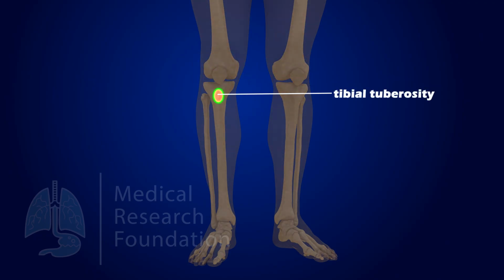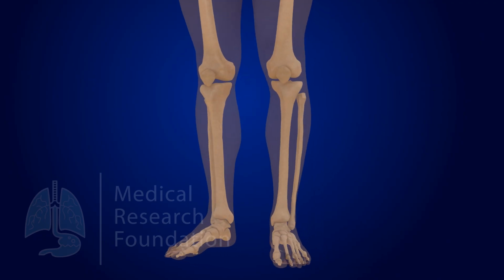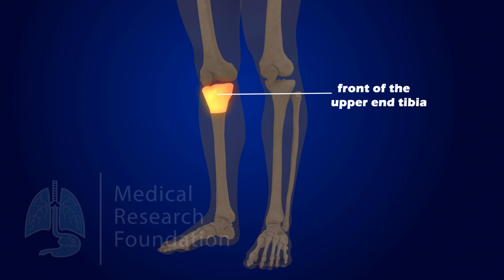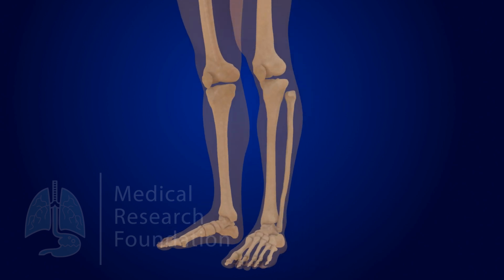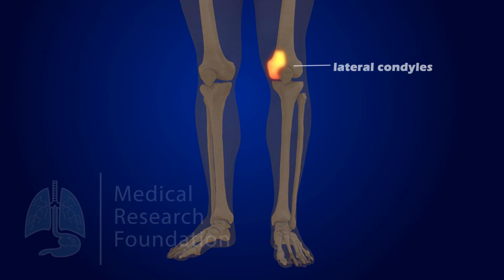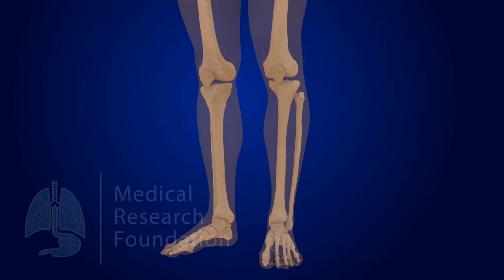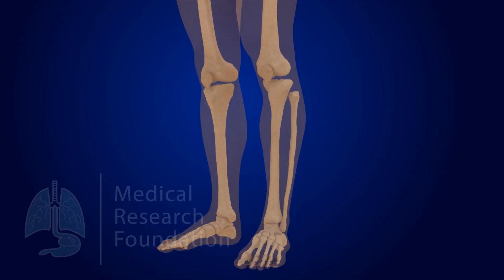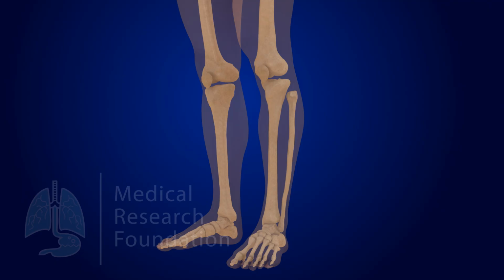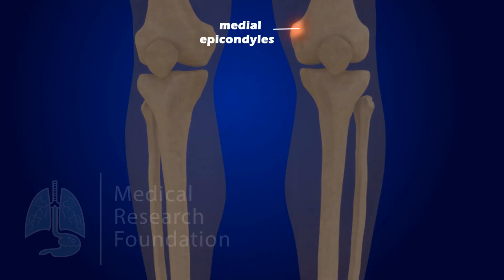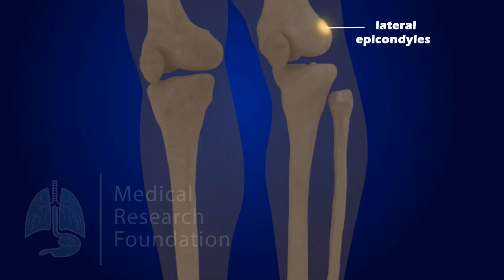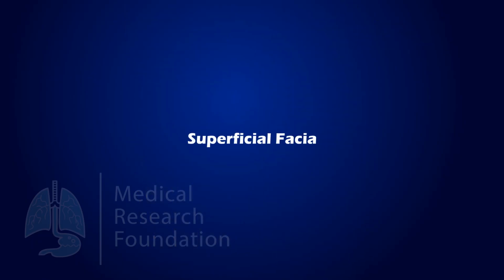Tibial tuberosity is a blunt prominence in front of the upper end of tibia, marking the upper end of the shin. The medial and lateral condyles of the femur and of the tibia form large bony masses at the sides of the knee. The most prominent points on the side of the femoral condyles are called the medial and lateral epicondyles.